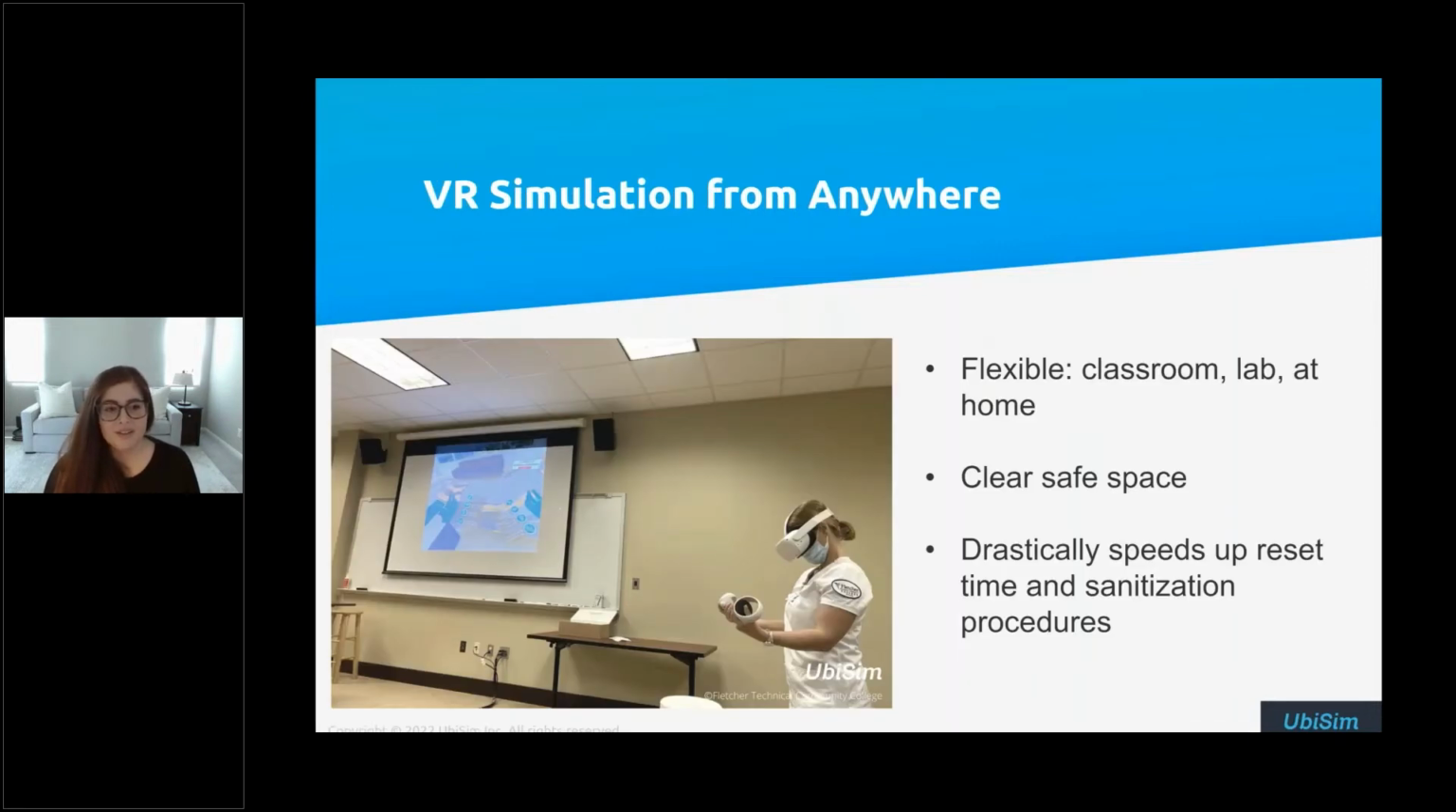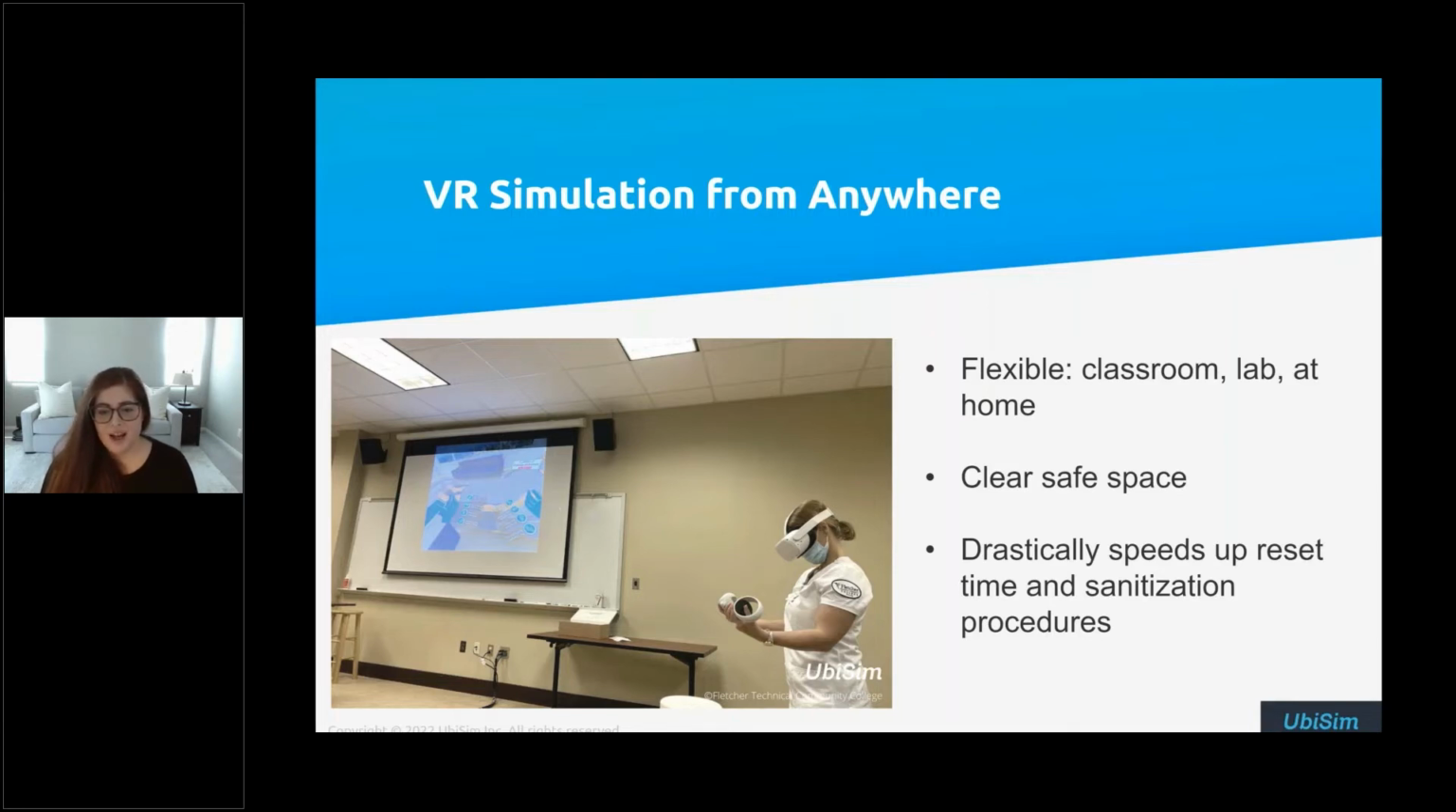UbiSim also allows VR simulation from anywhere. So it's flexible. You can choose whether you want to do the simulation activities in the classroom, in the lab, or with learners at home. And not a large amount of physical space is required. You just need a 7-foot by 7-foot clear, safe space to participate in UbiSim activities.